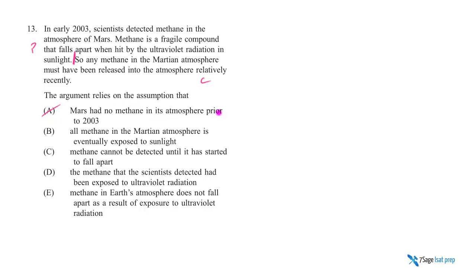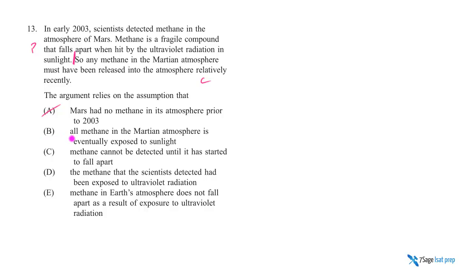What if Mars had methane prior to December 1st, 2002? Mars also had methane. What would that matter? I mean, we discovered it in early 2003. So I don't see how this is necessary. All methane in the atmosphere is eventually exposed to sunlight. See, this one is necessary.